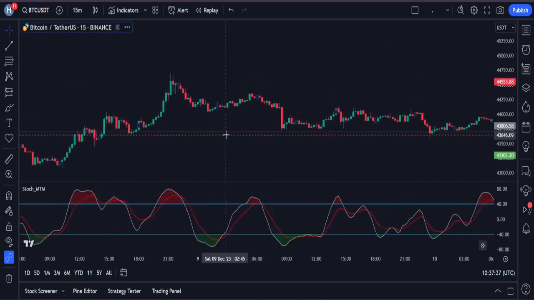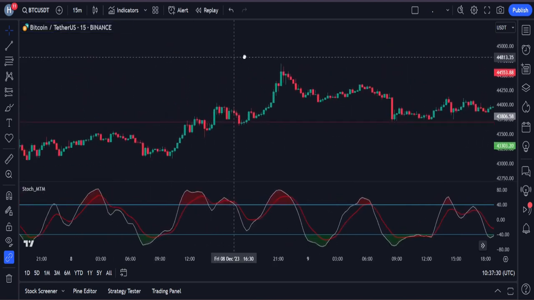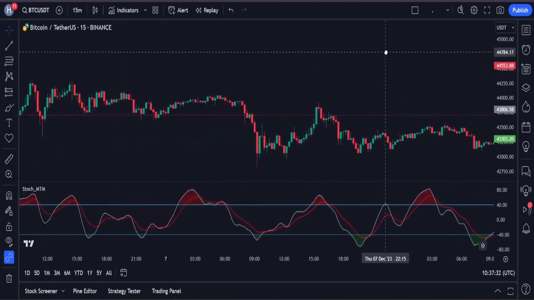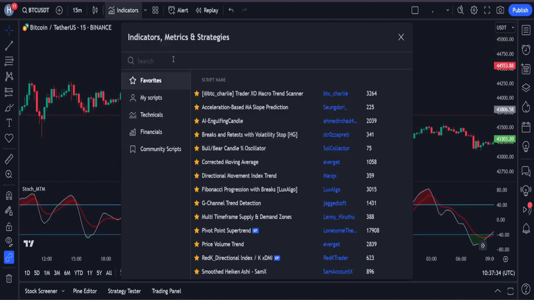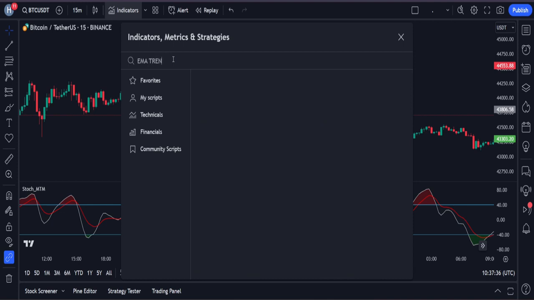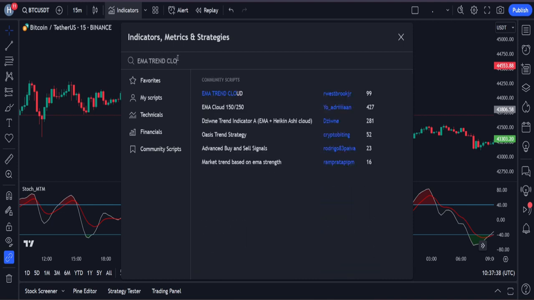Now the question is, how do you make sure that the market is in a bullish trend or in a bearish trend? For that, we will add another indicator. So we will click on the Indicators tab again, and we will search for EMA Trend Cloud and add this one created by R. Westbrook.